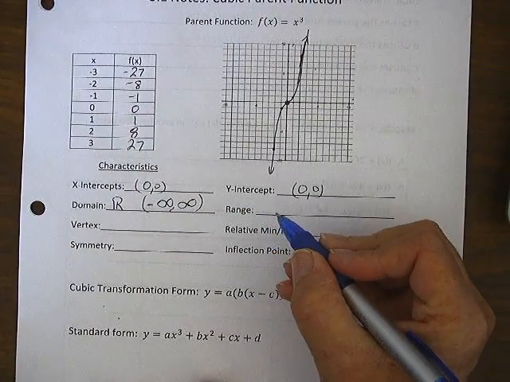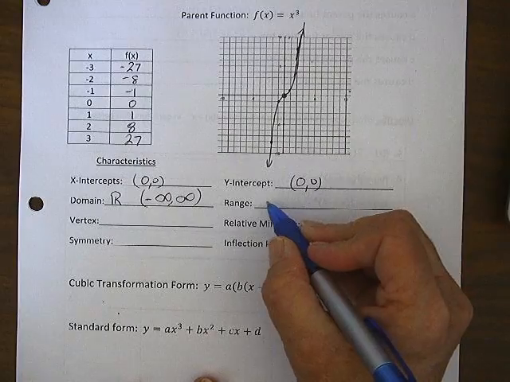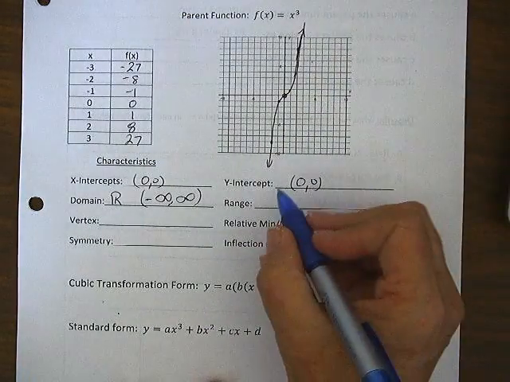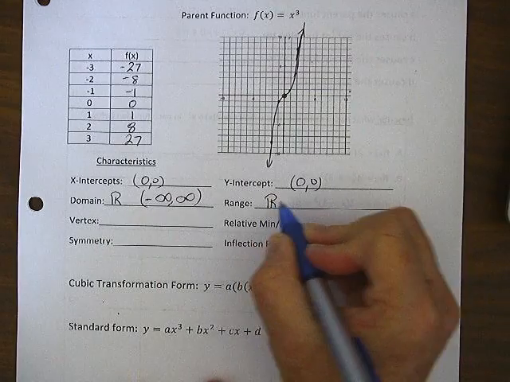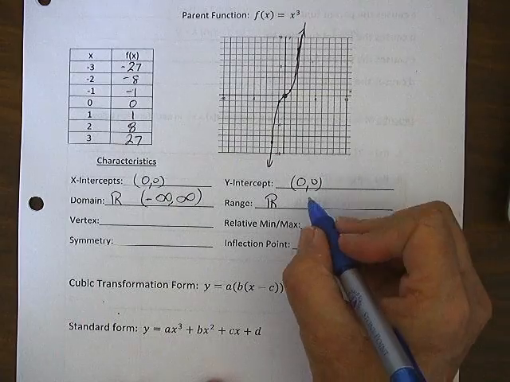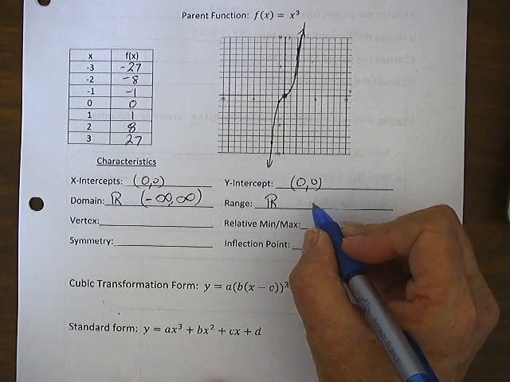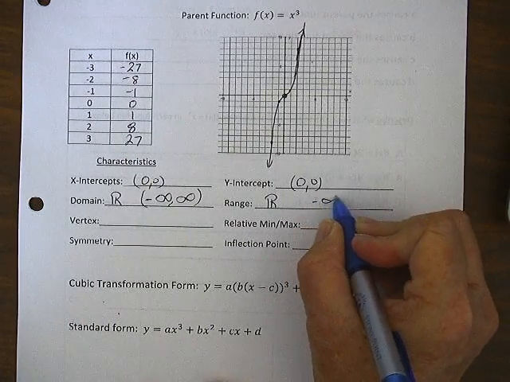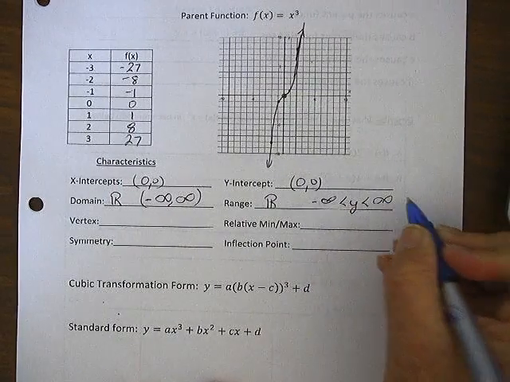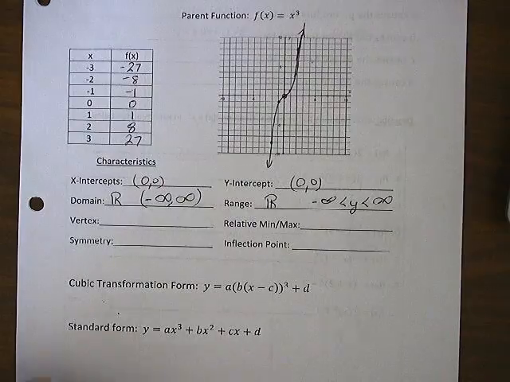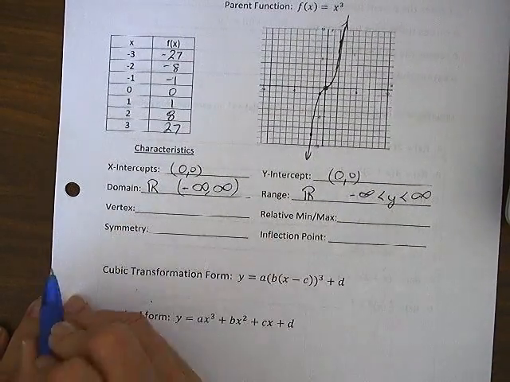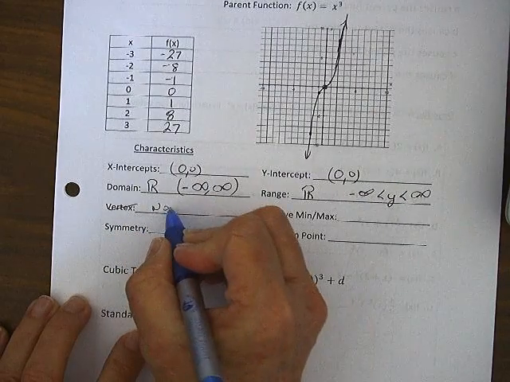Our range is a little different than the quadratics we've been looking at. It continues going downwards and upwards. There's no limit. So again, our range is all real numbers. And we could put it in interval notation or in inequality notation: -infinity is less than y, which is less than +infinity. Any one of these notations is fine. A vertex: this does not have a vertex, so we're just going to say none.